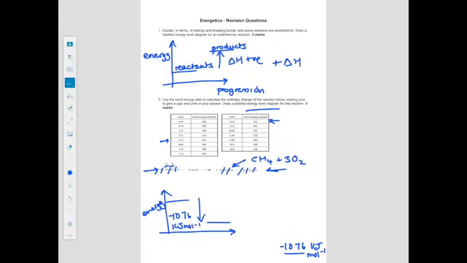And you can be really precise here because you can actually see what the reactants are. So I'm just going to write C2H4 plus 3O2 as the reactants. And then I can see that the products are 2CO2 plus 2H2O.